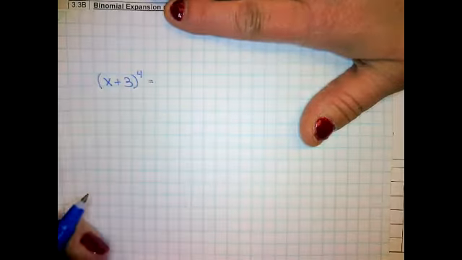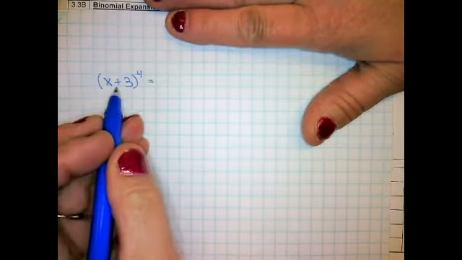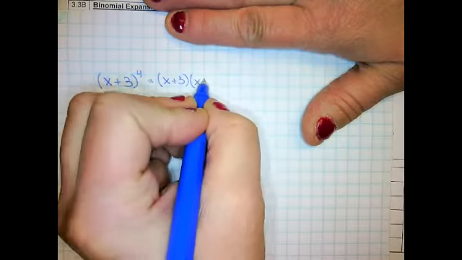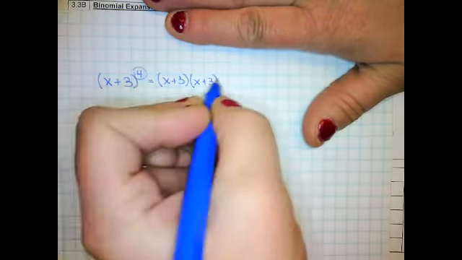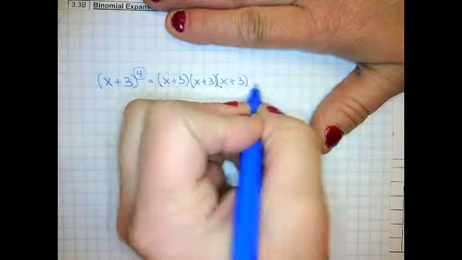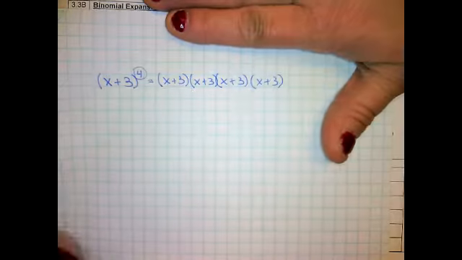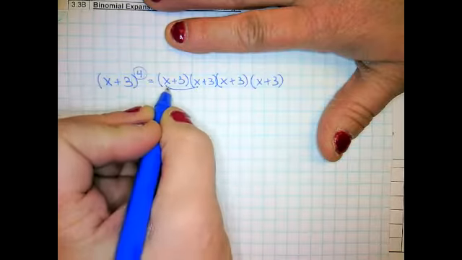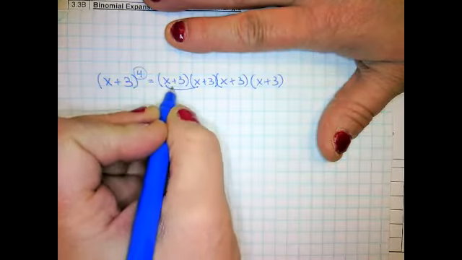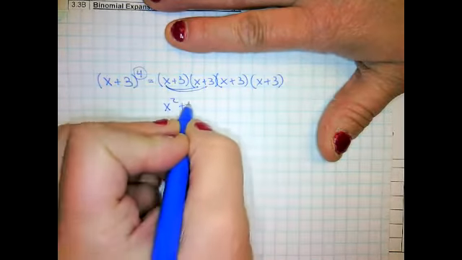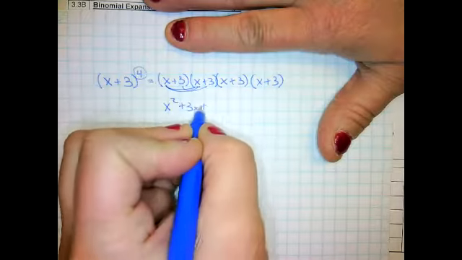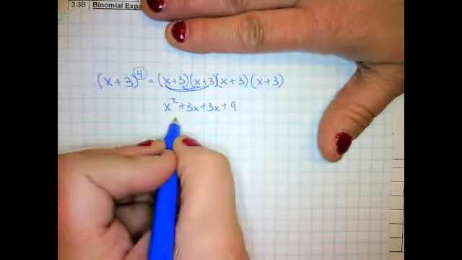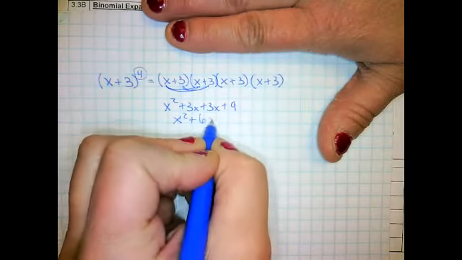So let's see what we get when we multiply x plus 3 to the fourth power. We're going to do x plus 3 times x plus 3, and it has to be 4 times: x plus 3 times x plus 3. I'm going to start out by FOILing my first two. So first, outer, inner, last. Now I'm going to combine my like terms.